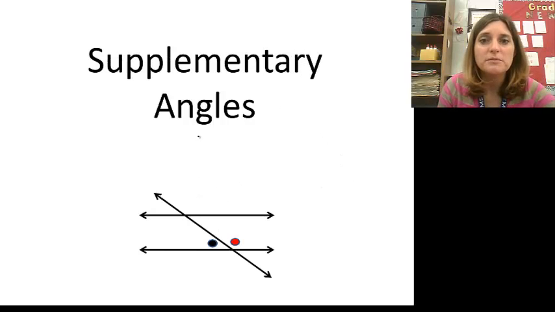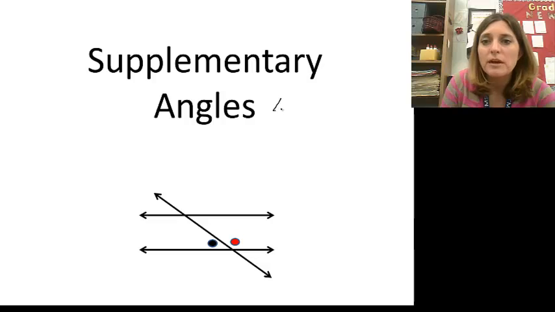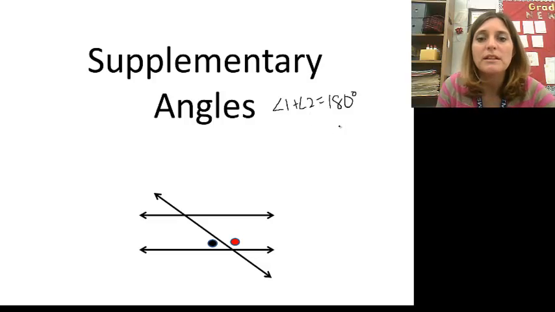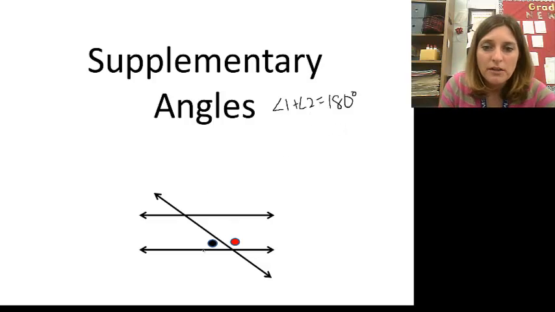Supplementary angles we already talked about. Now supplementary angles are not congruent, but they add up. So angle 1 plus angle 2 equals 180 degrees. They're going to add up to be a straight line. Okay, so here's your straight line. If this was angle 1 and this is angle 2, those are supplementary angles.